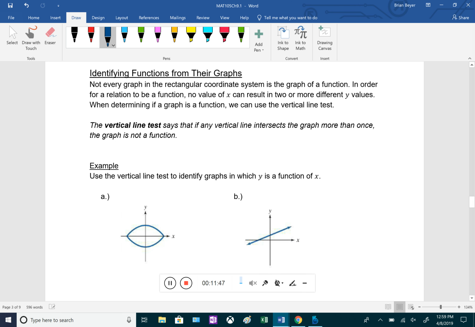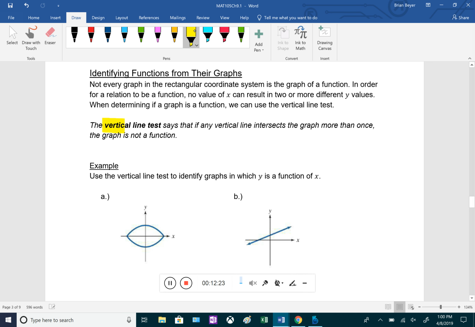Okay, for the next thing, we're going to identify functions from their graphs instead of from their equations. So not every graph we see is going to represent a function. We already know that each x value can only correspond to one y value. So what that means is we can use what's called the vertical line test. Because if one x value corresponded to more than one y value, if we plotted them on a graph, they would be on top of each other. So this is where the vertical line test comes into play.